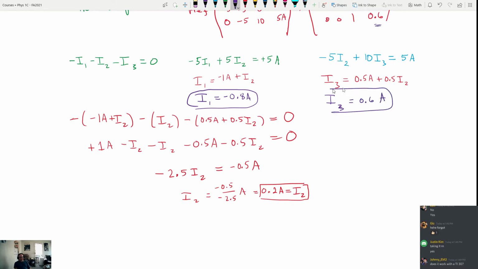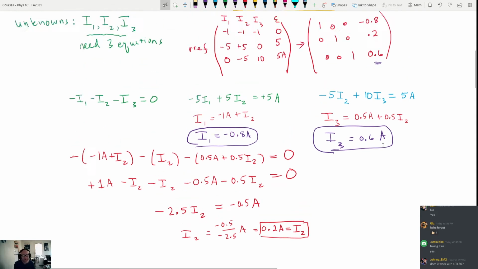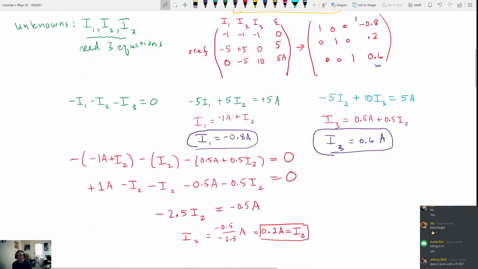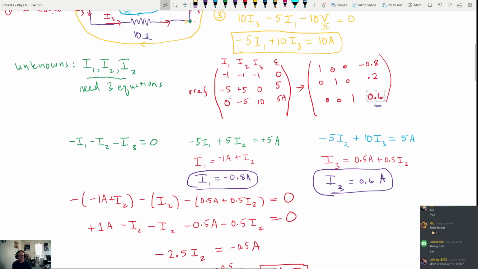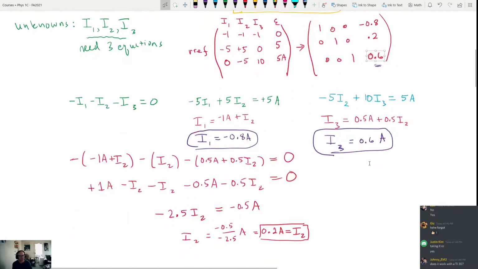And we can go back and we can check. According to our matrix method, the answers were I1 is equal to negative 0.8. That's exactly what we got. I2 is equal to 0.2. That's what we got here. And I3 was equal to 0.6. So we got the same answer with both methods, which is one of the really nice things about this method. You can check your work by doing it both ways until you get the same answer with both of them, then you know you got the right answer.